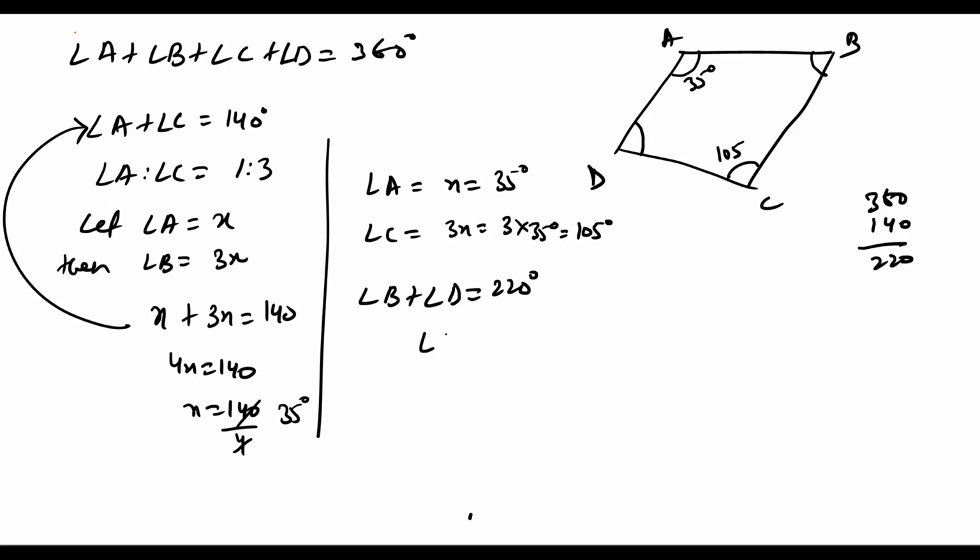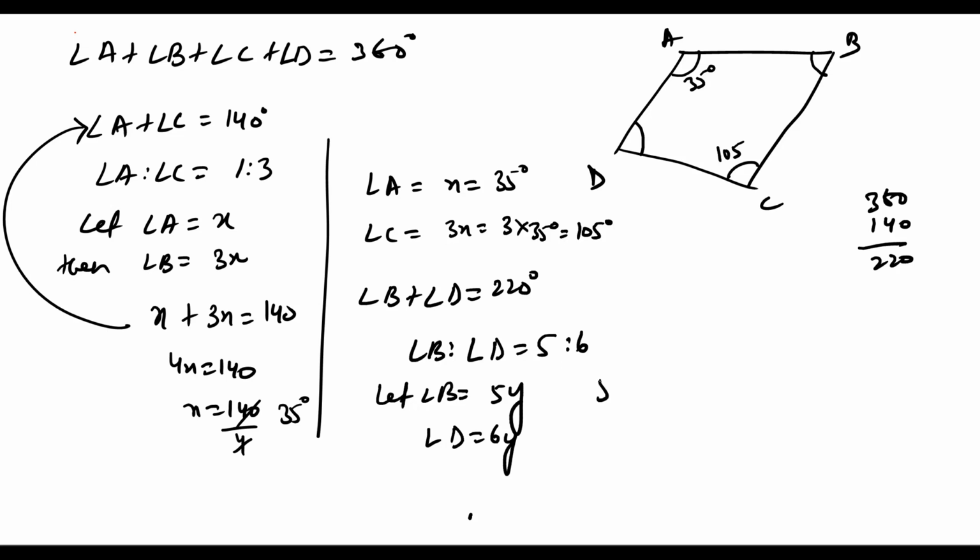And the ratio is also given: angle B is to angle D is 5:6. So this time we'll consider, let angle B be equal to 5y, not x, because x we have used here. And angle D is equal to 6y. Got it? Yes, sir. Then 5y plus 6y will be equal to how much?